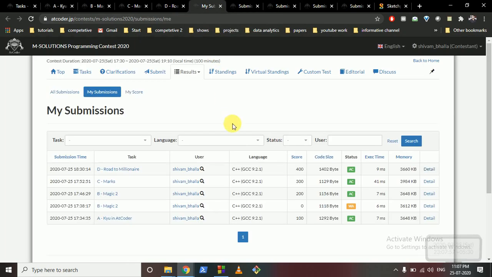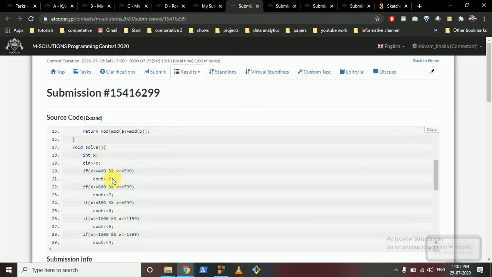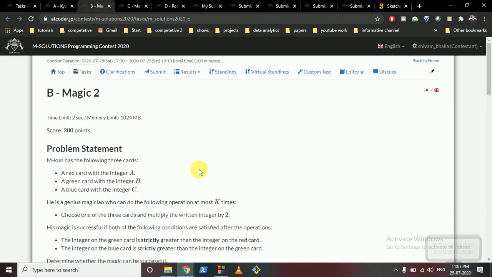Now let's move on to the code part. The code is also very simple. It's the input of X, and for every number, if X lies between this range, output 8. If in this range, output 7, and so on. You can manually write it for all the numbers, and that's the question. Okay, let's move on to the second question.